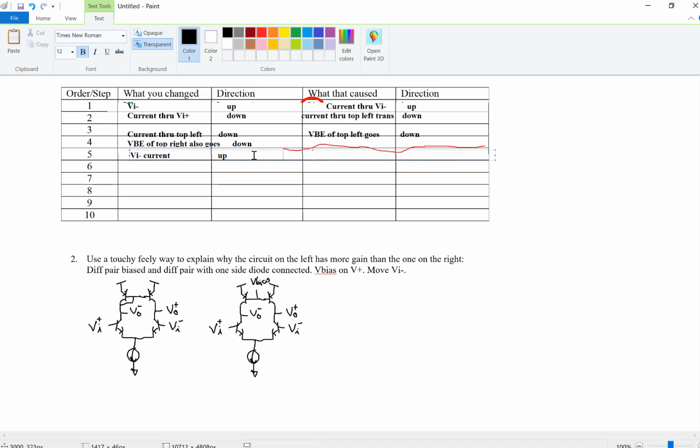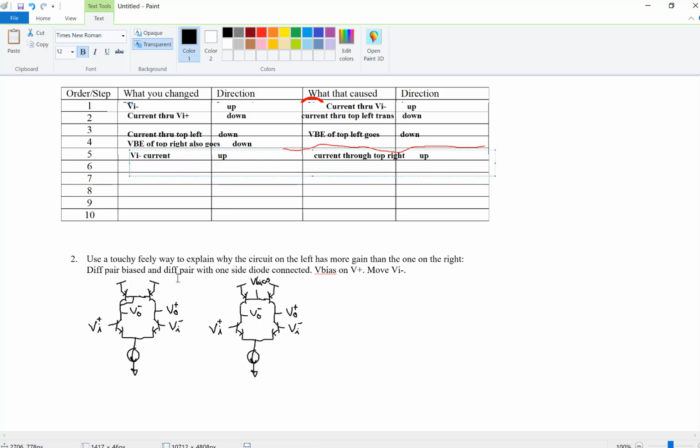So if VI minus current goes up, then current through top right goes up. But wait a minute, you turned down VBE, but the current through the transistor on the top right has to conduct more. There was less current going through this top left transistor, so it turned down its VBE, and the transistor on the right has to use that VBE. It's just the recipient of the base voltage. So its VBE went down, but it has more current going through it. The only way it can turn up its current is to change its VCE. And because VBE got turned down, it has to change its VCE even more.